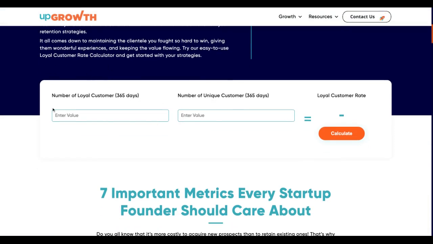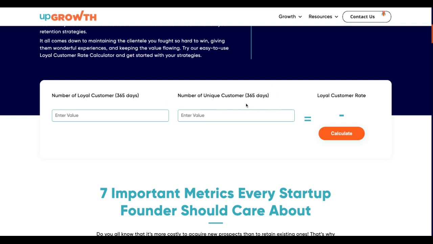So first variable is number of loyal customers in 365 days, which refers to total number of customers who have made repeat purchase within the last year, indicating their loyalty to your brand. A loyal customer typically returns to make consistent purchases, or if they have signed up for subscription based services, demonstrating trust and satisfaction with your services.